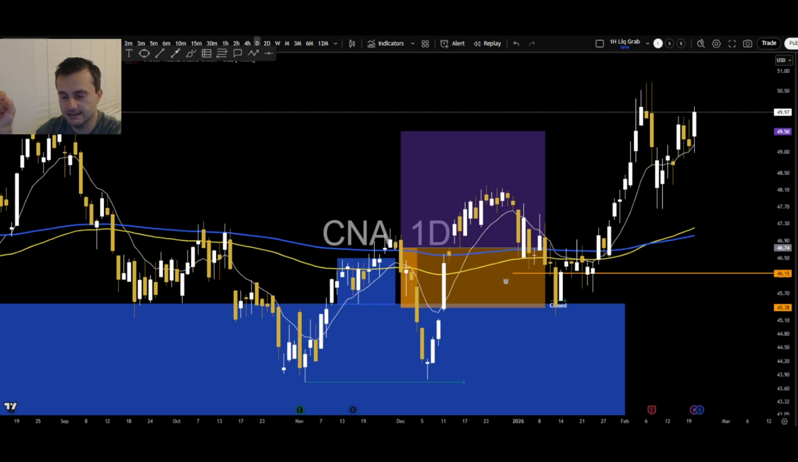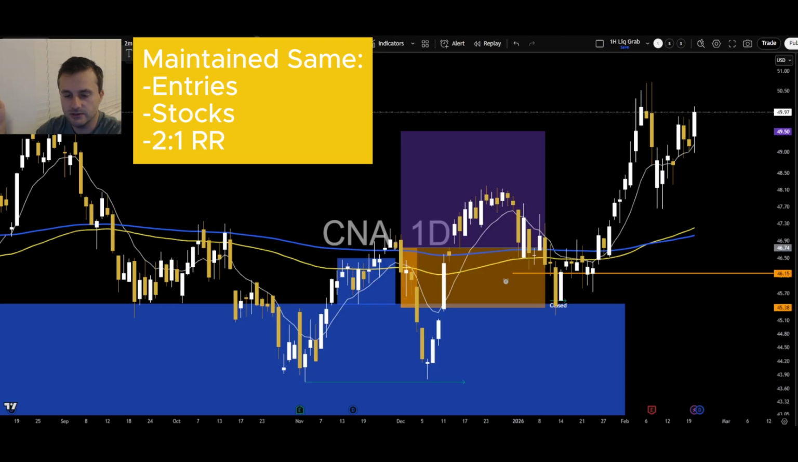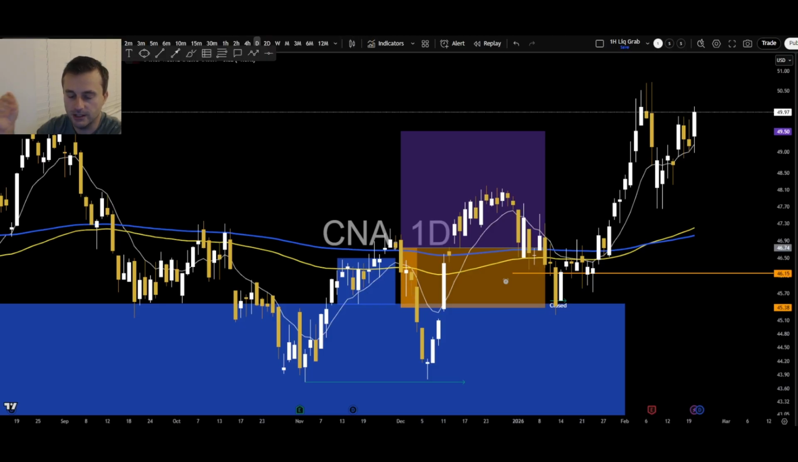Now, I did add some boundary conditions here. I maintained the same entries. It was the same stocks. It was the same 2-to-1 risk to reward. The only difference was how the stop loss was executed. There are so many variables out there that one can pick and choose to use. In this case, I wanted to keep it simple, but I wanted to follow a method that can help me determine what the impact is of some of these different methods.